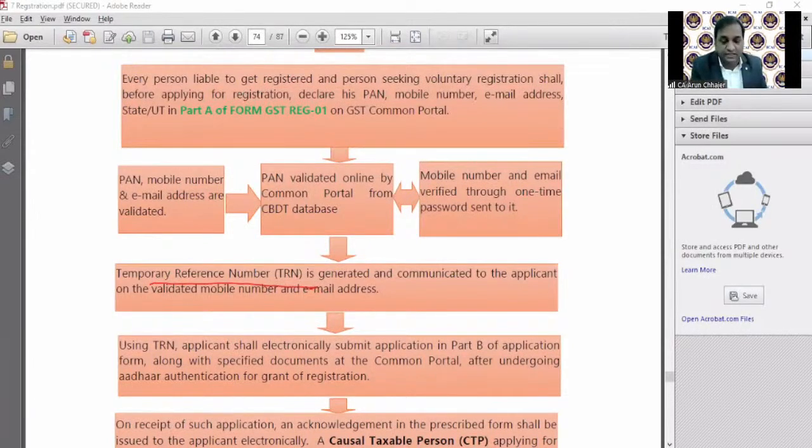See, what is the process? I have to complete part A. Part A will contain mobile number, email ID, PAN number, legal name and state also. Once I submit these, the PAN would be verified by the system through the CBDT database, and the email ID and mobile number would be verified through a one-time password. Once this is verified, the TRN would be generated. It will remain valid for 15 days. Why 15 days? So that I can complete part B.